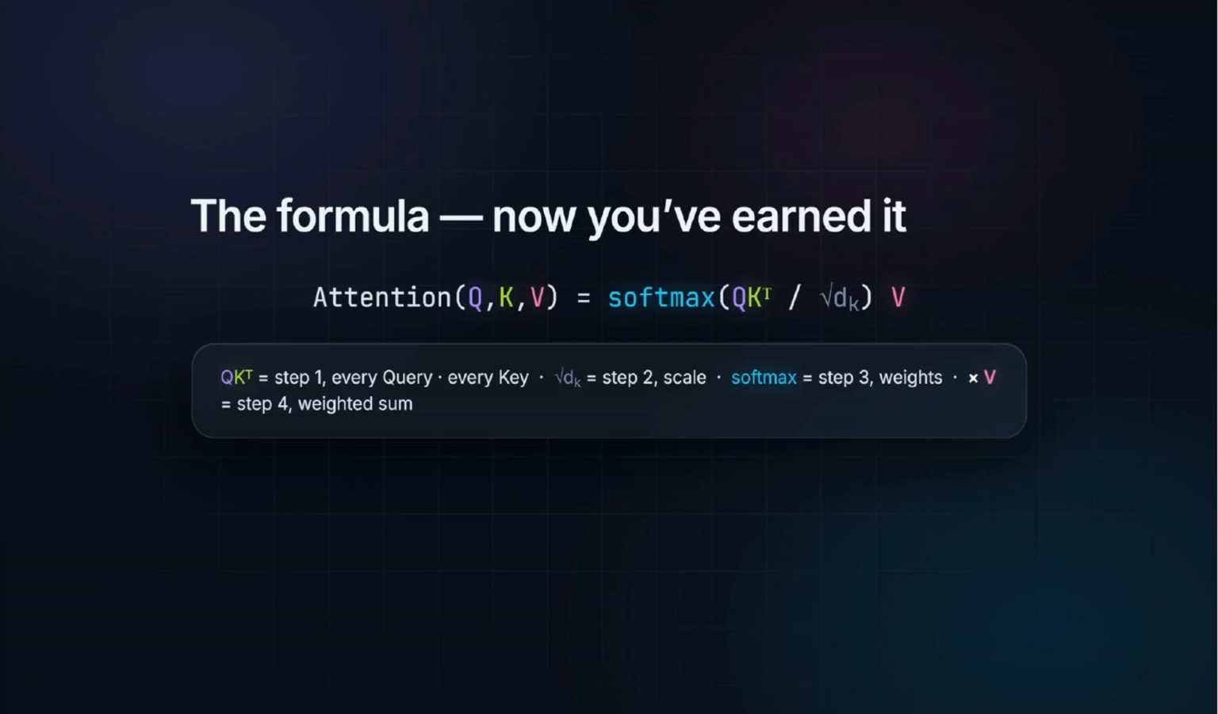QK transpose is step 1, every query dotted with every key. Dividing by root dk is step 2, the scale. Softmax is step 3, the weights. And multiplying by V is step 4, the weighted sum of values. That's one line of math you have now done, in full, entirely by hand. The intimidating formula was always just 4 friendly steps: score, scale, softmax, blend.